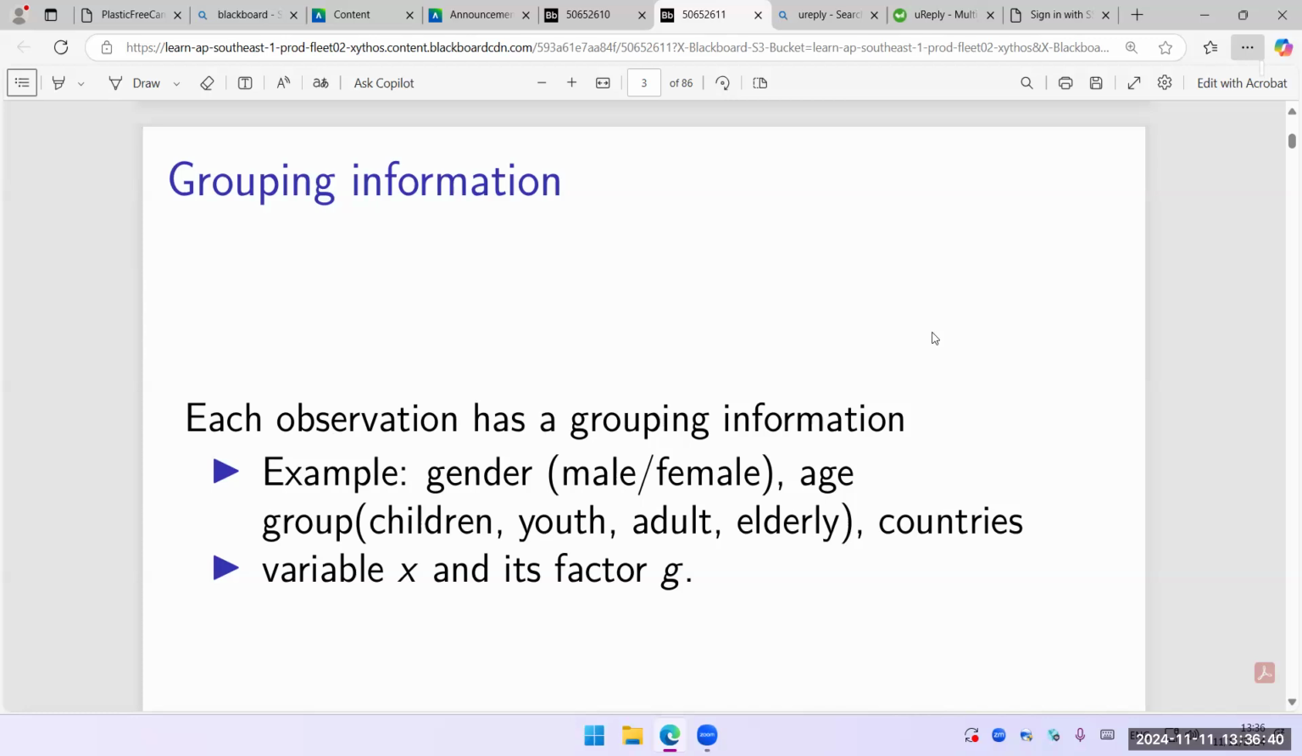Different groupings, they talk about gender by race, so that is also two groupings. But that would be two-way. So one-way is just one type of grouping. Okay.